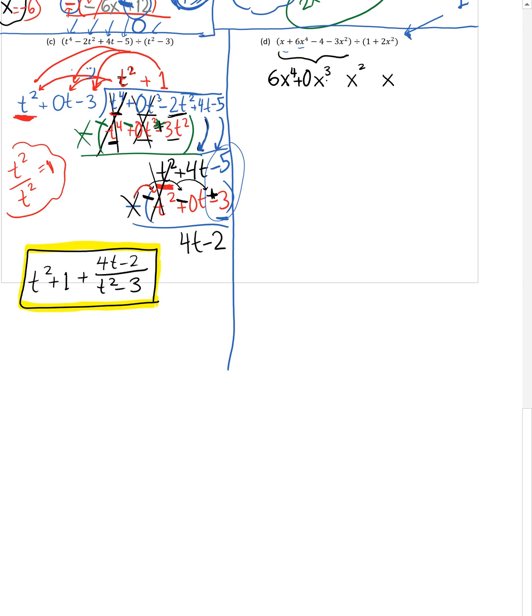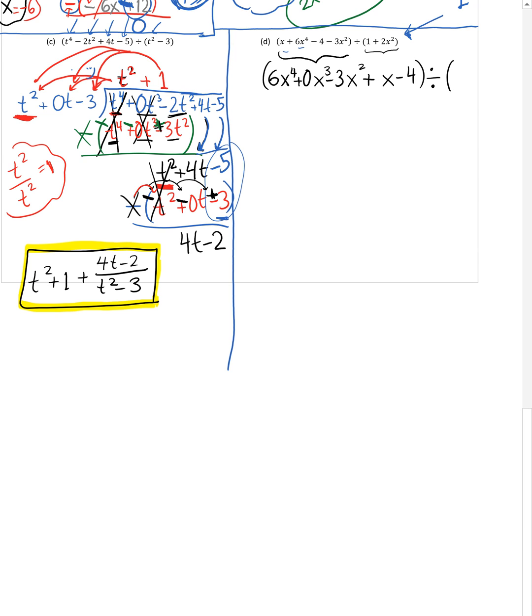There is a squared term, it's negative 3x squared. There's an x term, it's just a regular x, and there's a constant 4. So I'm just going to rewrite it so it's all in the correct order, and then I have my missing terms ready, and then I'll write it as a division problem.